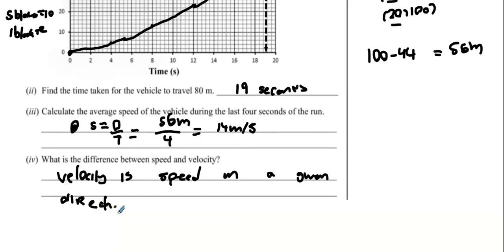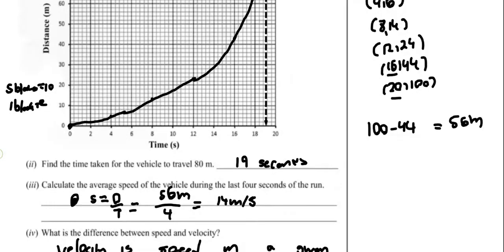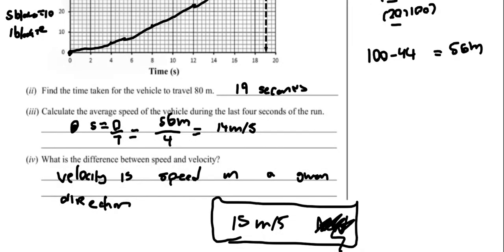So for example, if I said a car was going 15 meters per second, that's speed. If I said the car is going 15 meters per second in a direction northwest, that's velocity. So velocity includes a direction. If I get rid of the direction, then it's speed. Okay, great. Now let's move on to the next one.